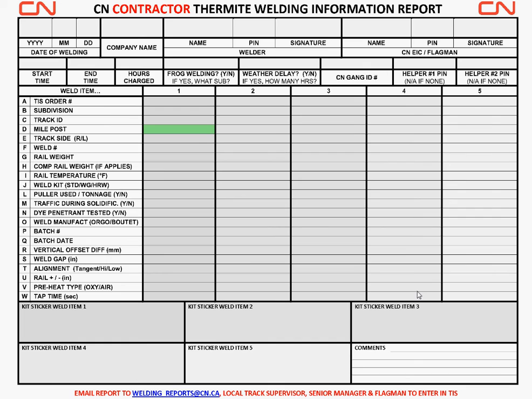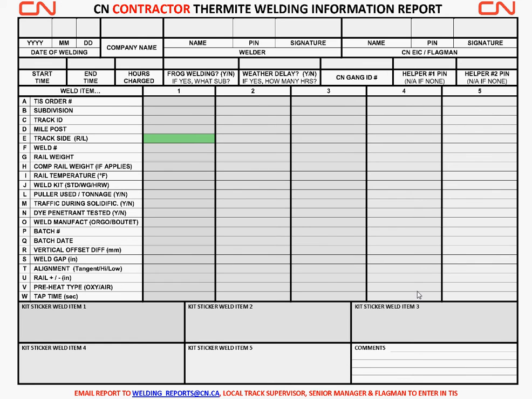Milepost. This is the milepost that you are making the weld. It can either be obtained by the CN flagman according to the order number, or adjusted by yourself. Track side. This is the side of the track that the weld is being made when you are looking at increasing mileposts. So if you are traveling from milepost 350 down to milepost 345, when you're traveling, the left side is technically the right rail, because you would have to turn around to look at increasing mileposts.